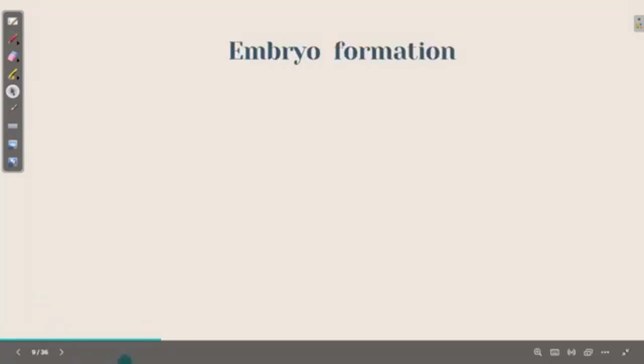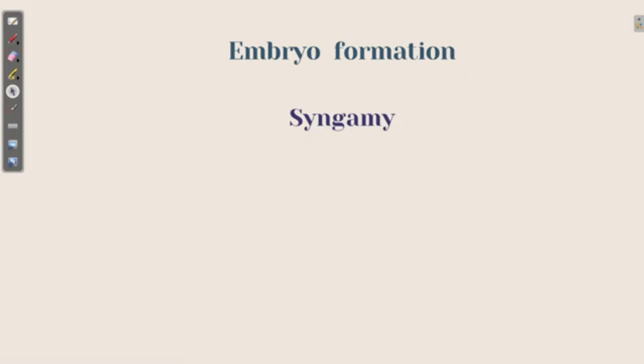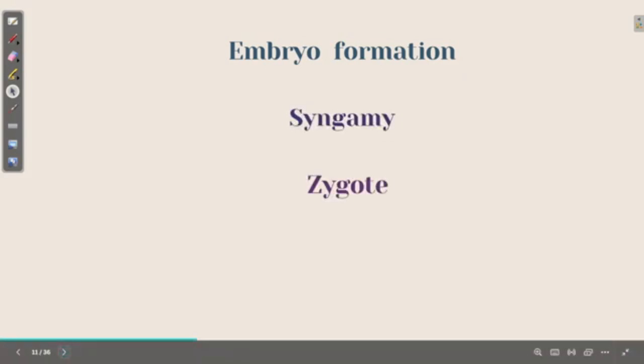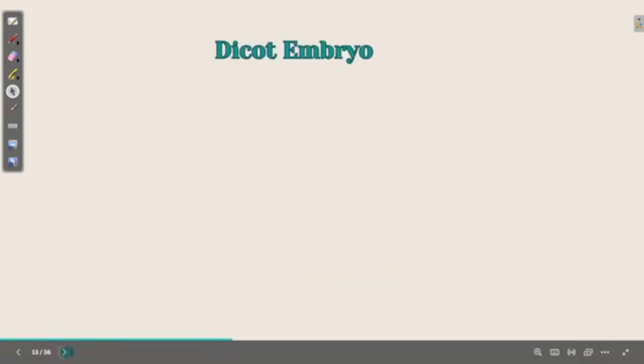Now let's talk about the embryo formation. So how is the embryo formed? The embryo is formed as a result of syngamy. Syngamy is nothing but the fusion of one of the male gametes and the female gamete, that is the egg cell, and this results in the formation of the zygote, which in turn develops into the embryo. Now let's talk about how the dicot embryo is formed. There is a difference in the stages of development of dicot and monocot embryos. So first let's talk about the development of the dicot embryo.